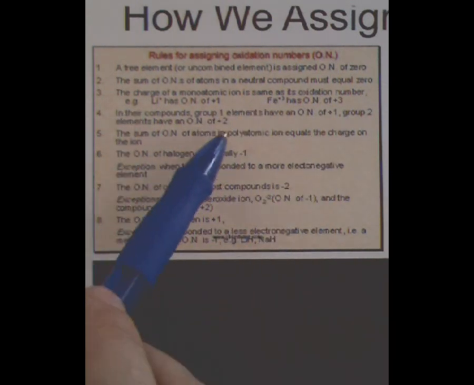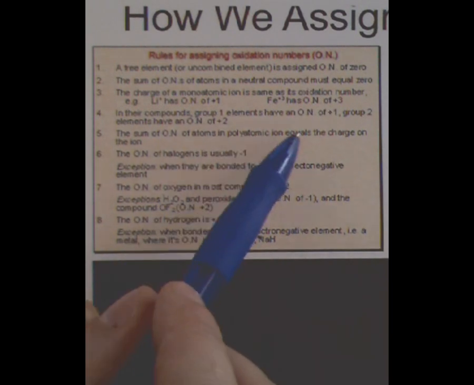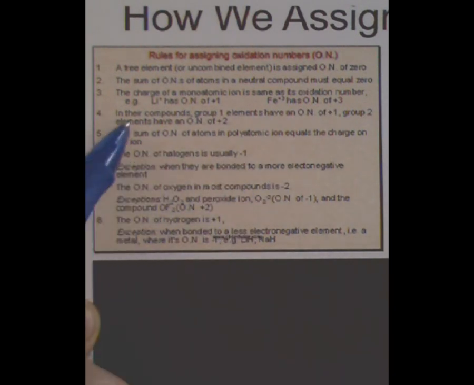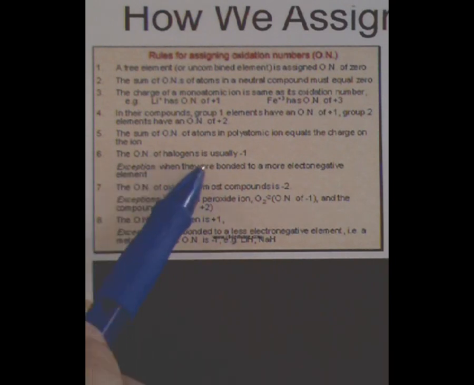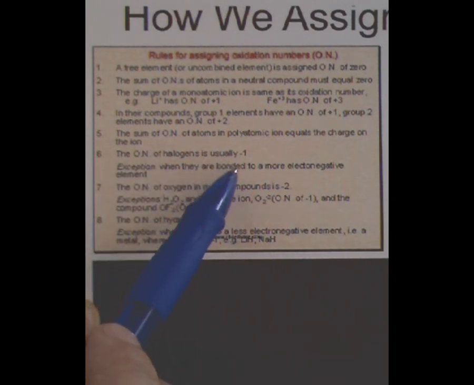Let's see, compounds, group 1 elements. I'm just going to skip over this one. We already talked about this one. The sum of polyatomics needs to equal the charge. The oxidation number of halogens is usually -1. There are going to be some examples where that's not true. Fluorine is always going to be -1. It's the most electronegative atom on the periodic table.